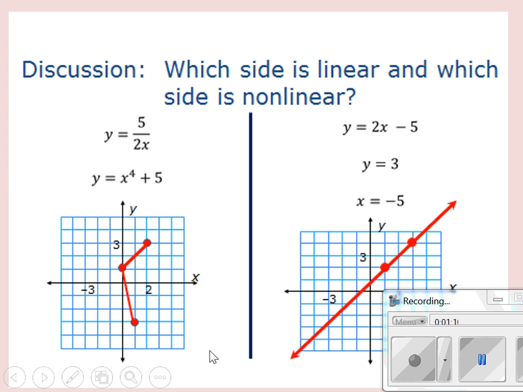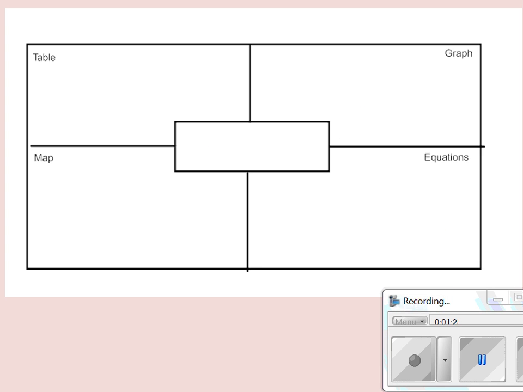Today we're going to talk about linear and nonlinear, and if you look at both of these sides, you should be able to determine that the second side is going to be the linear side because it makes a straight line. And if you see the word linear, it has lines in it. So you have this graphic organizer. Go ahead and fill out the 4 sections.